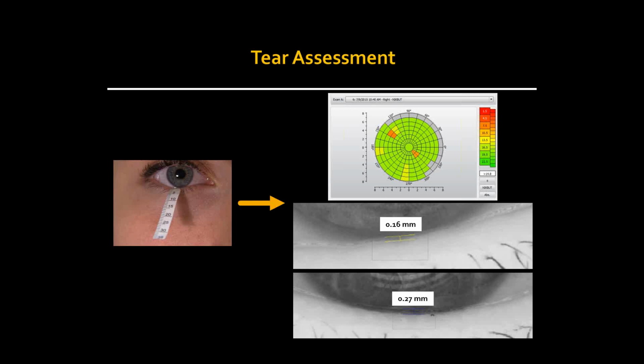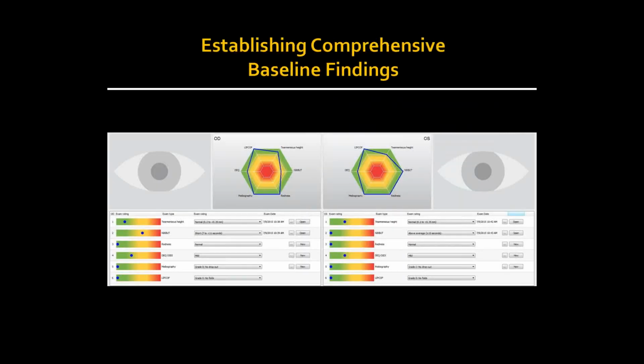So when you have all of these baseline findings, you use the instrumentation, you get a measurement of tear breakup, you get your measurement of the tear meniscus height. In any exam, you want to get the whole story. You don't want to just fill in your patient's chart with certain parameters. You also want to provide the patient with a comprehensive overview so they can understand why you're doing the measurements that you're doing on their eyes.